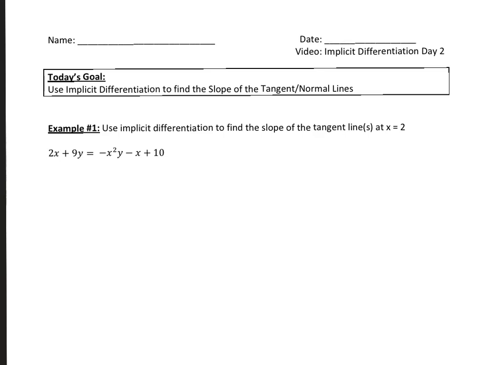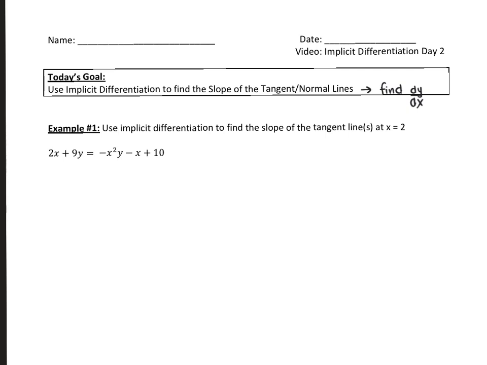Everyone. Today we're going to talk a little bit more about implicit differentiation. Our goal for today will be to use implicit differentiation to find the slope of the tangent and normal lines. So we know that we find the slope of the tangent and normal lines when we use the derivative. So we first need to find dy dx, or the derivative. Once we find the derivative, we can plug in the x value of interest to find the slope of the tangent line, and then flip and negate that slope to find the normal line.